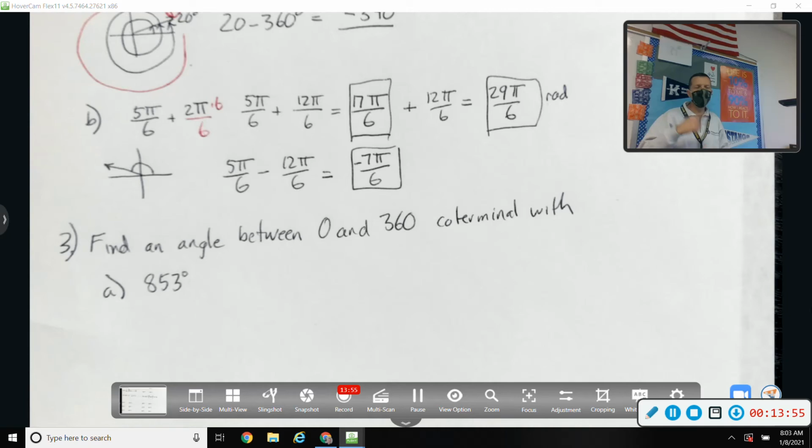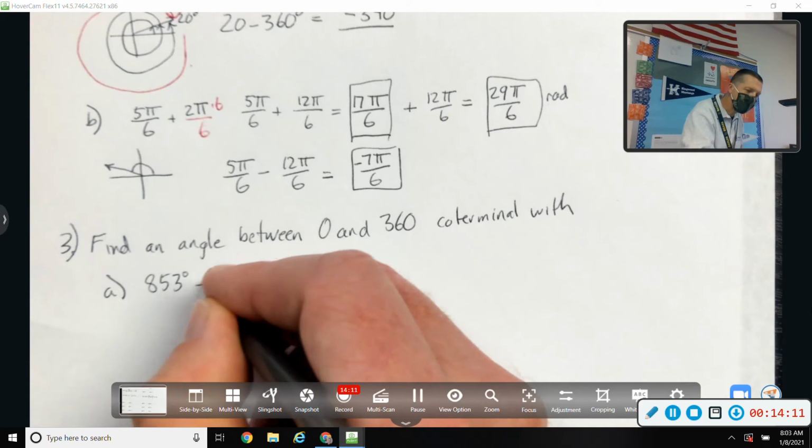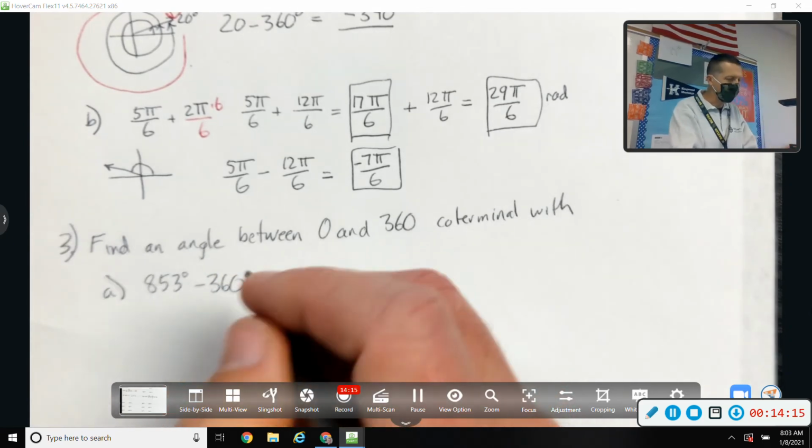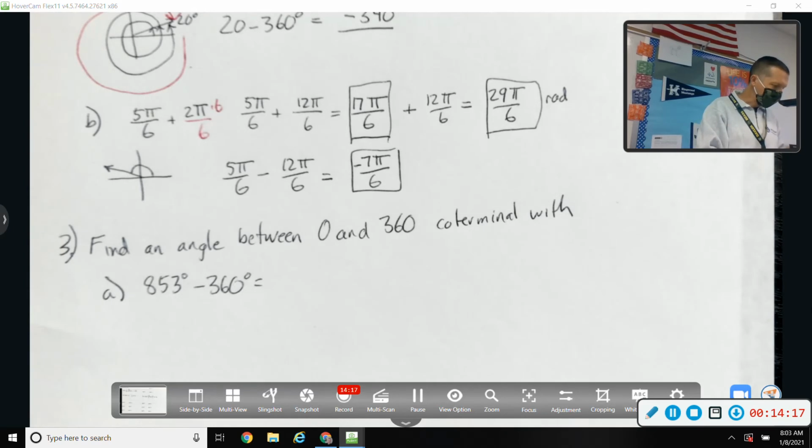So somebody's been doing a lot of spinning. We want to know, well, okay, that's great, but really where did you land between 0 and 360? What's the coterminal angle with that? So what do I do to find a coterminal angle? Subtract 360. And I'm going to switch to a calculator here since we got funny numbers going on.